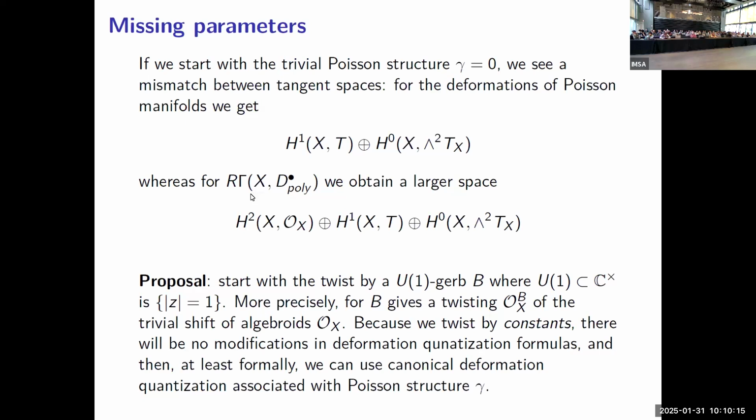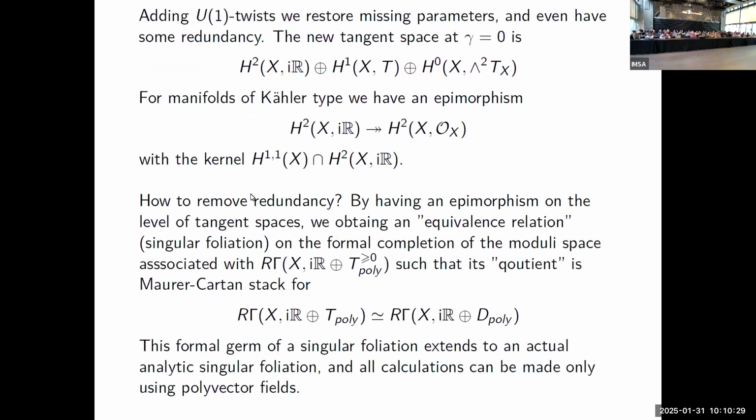Okay, guys? You will ask why choose constants only with absolute value equal to 1. I can use C star, but it seems it will not work for C star globally. So we will see it later. So adding this U1 twist, we restore missing parameters, but then kind of make too much. Okay, now too many parameters. I mean, too few parameters, not too many parameters.